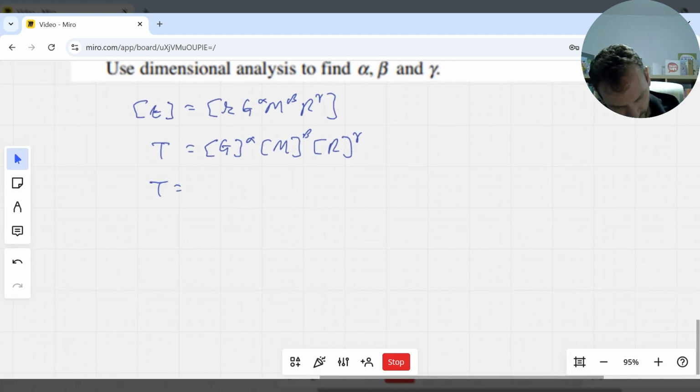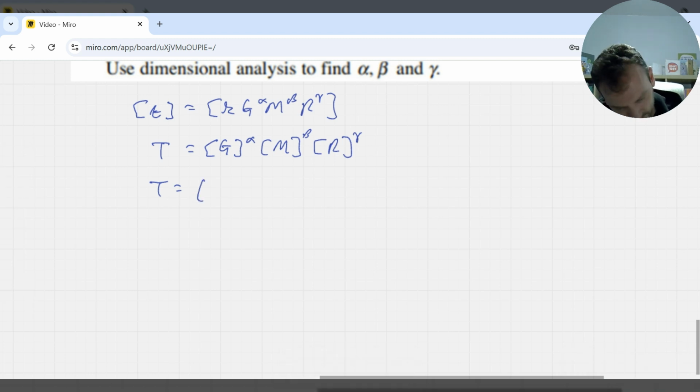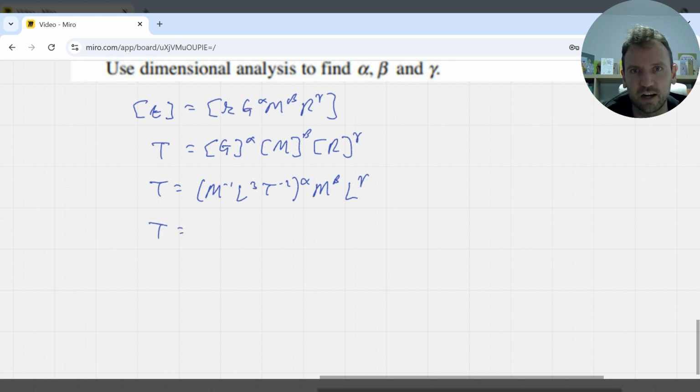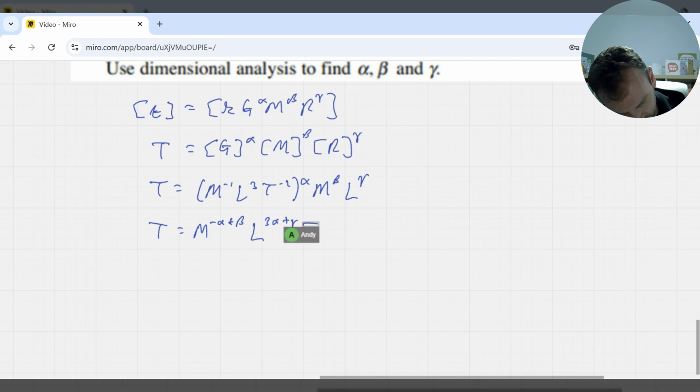Now we can start forming some equations using what we know. So we're going to get T is equal to the dimensions of G, once again, m to the minus 1, L cubed T to the minus 2, all to the alpha. Dimensions of mass are just m to the beta, and dimensions of r, that was just a length, so that's L to the gamma. And now we want to simplify that right-hand side and collect our m's, our L's, our T's. So our m's, we're going to have m to the negative alpha plus beta. We're going to have L to the 3 alpha plus gamma, and we're going to have T to the minus 2 alpha. Now we're going to get three equations here.